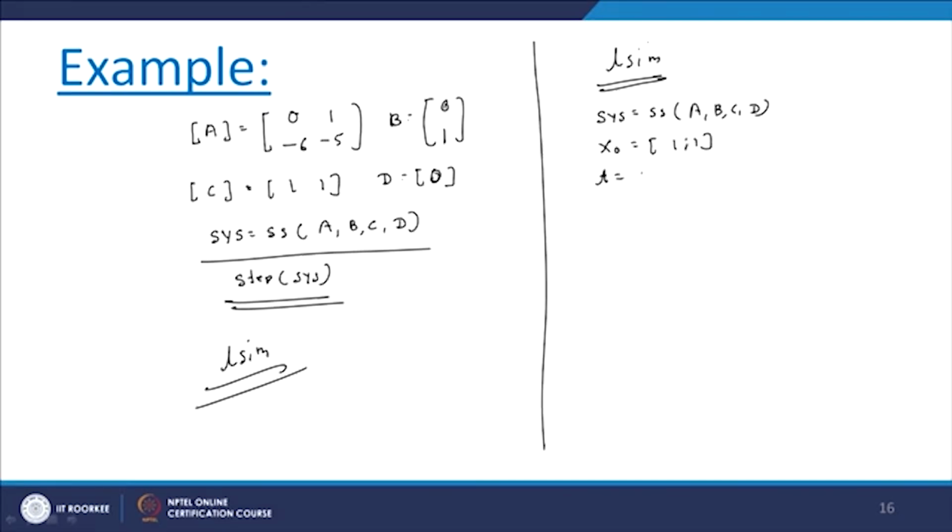Let us say we define a time as 0, 0.01, 1. Then this is the input u. You can take any input. Here I can take 0 multiplied by t. You can take sin t, cos t, any input, but it has to be represented with time t. So u is 0 into t.